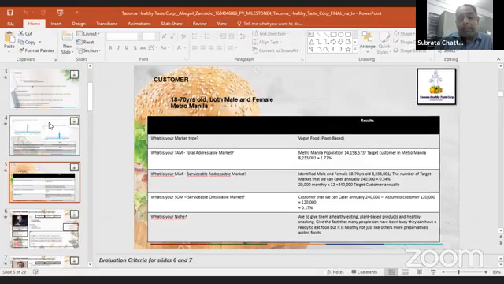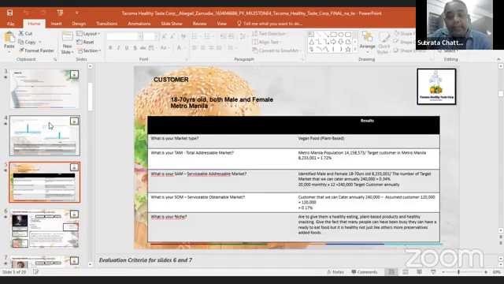Then they have done an analysis of TAM, SAM, and SOM. What is TAM, SAM, and SOM? TAM is the total addressable market. That means the total population of the people. This venture is from the Philippines, and the capital is Manila. So they have taken the entire population of Manila into consideration, and the target customer in the metro out of the total population of Manila is 1.72%.